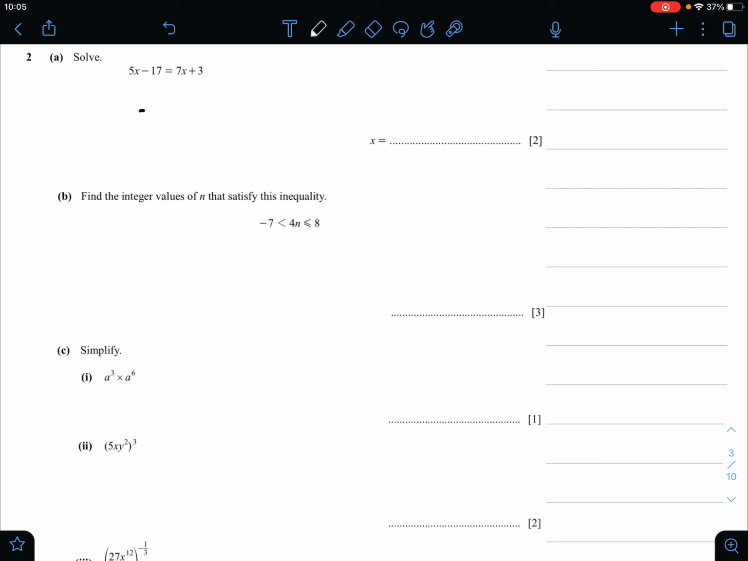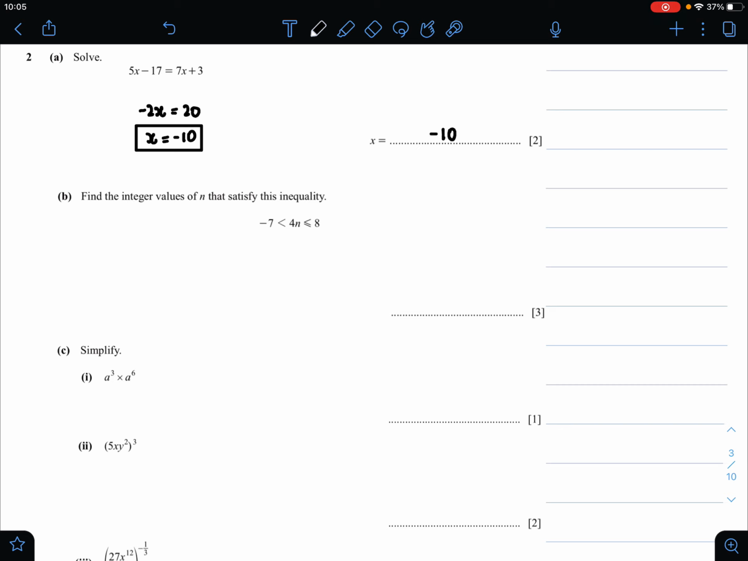Minus 2x. And if you take negative 17 to the other side, it will become positive 17. So 3 plus 17 is equal to 20, and therefore x would be equal to minus 10, because 20 divided by minus 2 is equal to minus 10. Now let's move on to part B of this question.